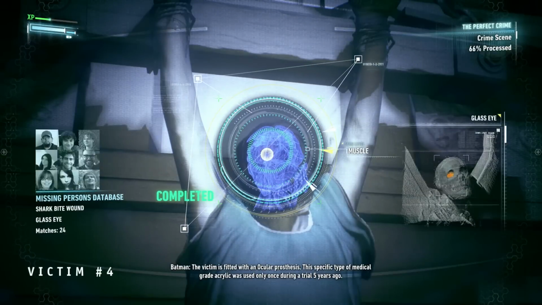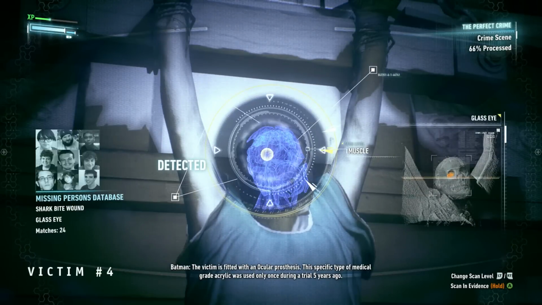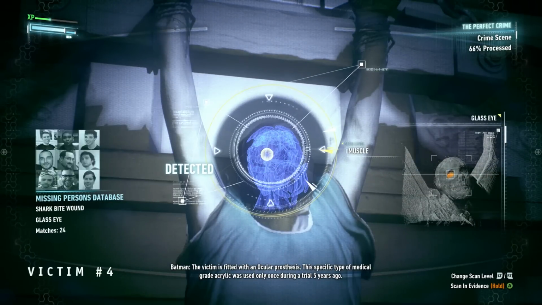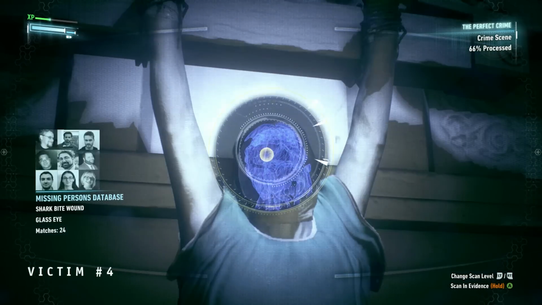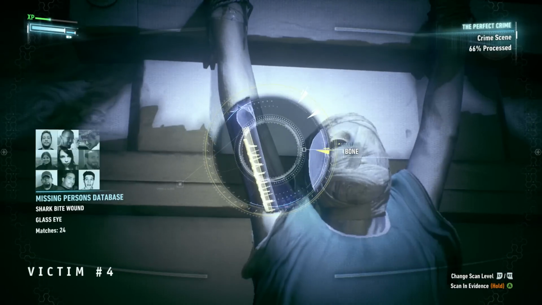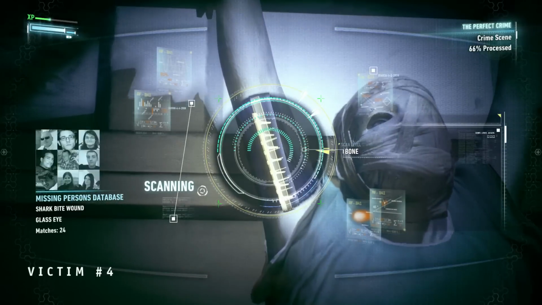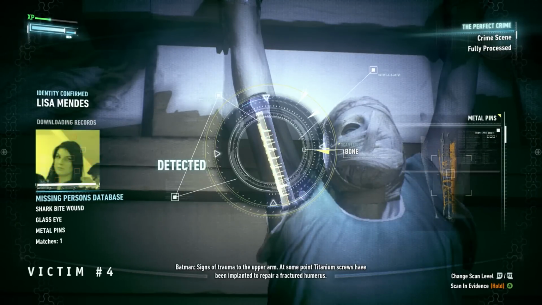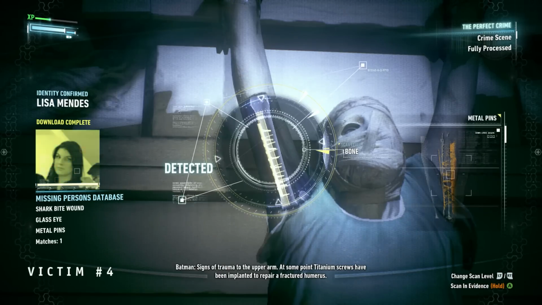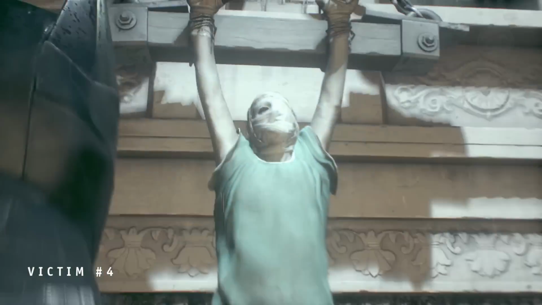The victim is fitted with an ocular prosthesis. This specific type of medical-grade acrylic was used only once during a trial 5 years ago. Signs of trauma to the upper arm. At some point, titanium screws have been implanted to repair a fractured humerus.